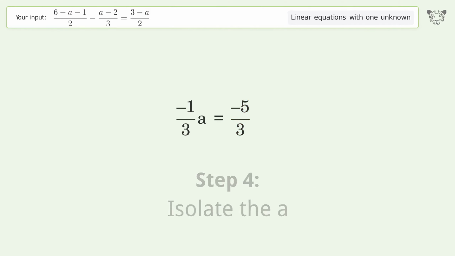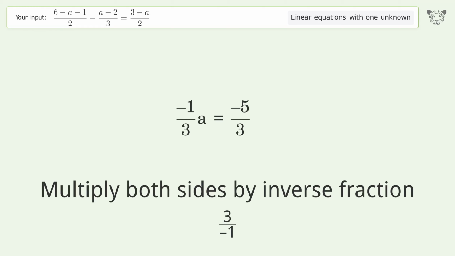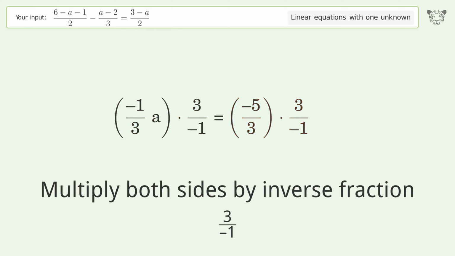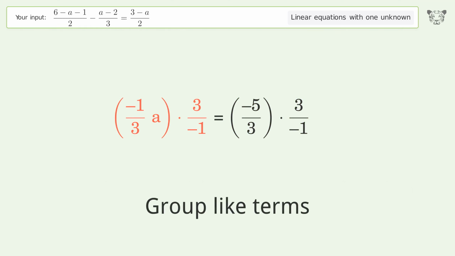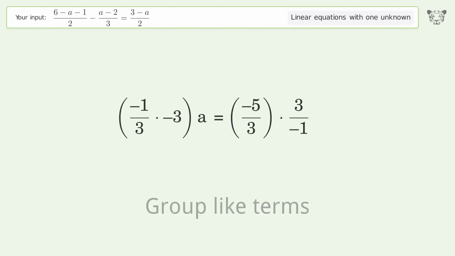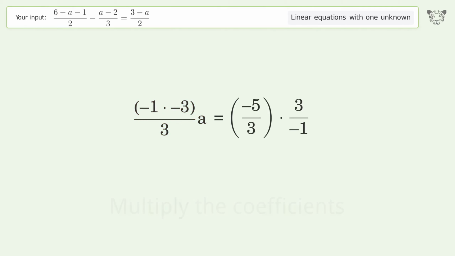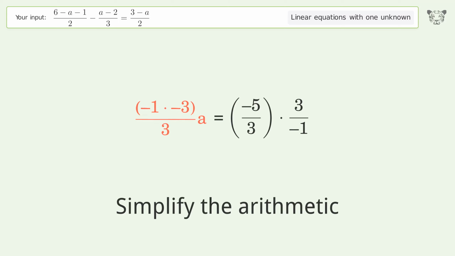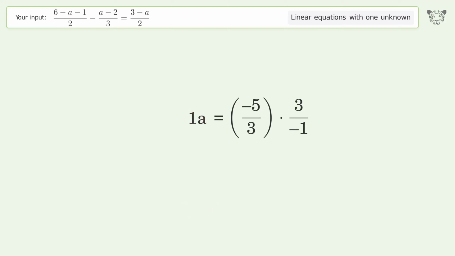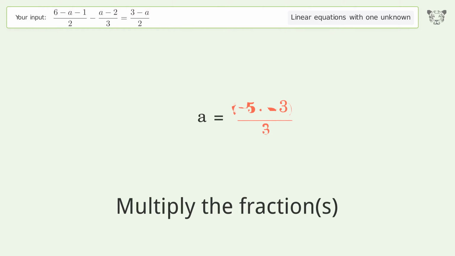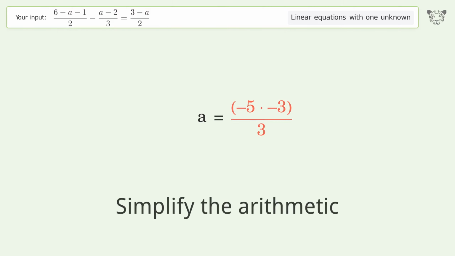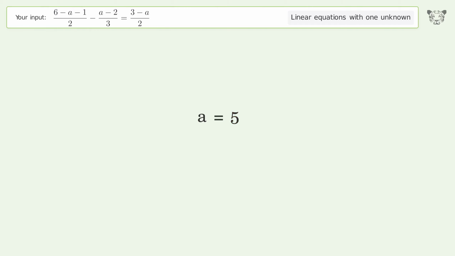Isolate the a. Multiply both sides by inverse fraction 3/(-1). Group like terms. Multiply the coefficients. Simplify the arithmetic. Multiply the fractions. Simplify the arithmetic. And so the final result is a equals 5.